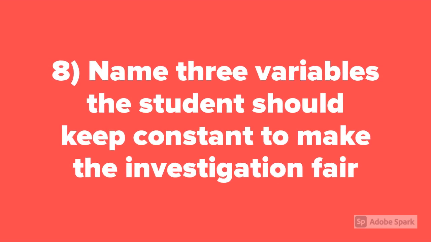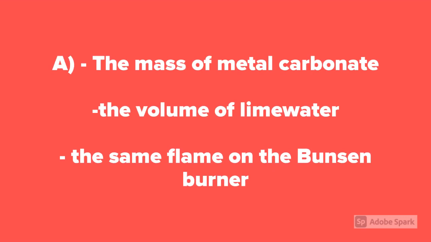Question number eight. Name three variables the students should keep constant to make the investigation fair. The control variables would be the mass of metal carbonate, the volume of lime water, and the flame on the Bunsen burner.